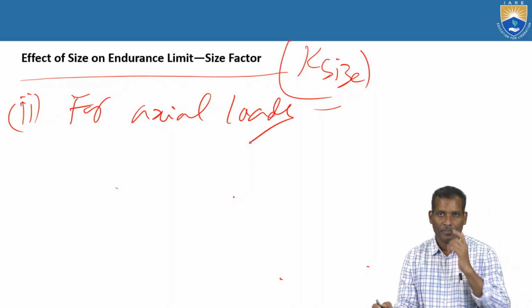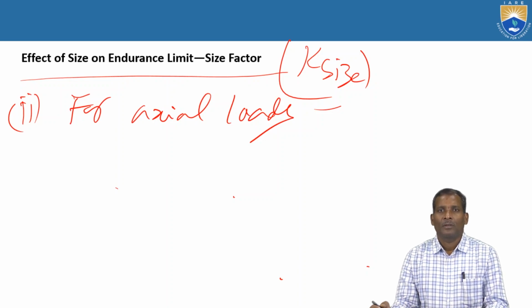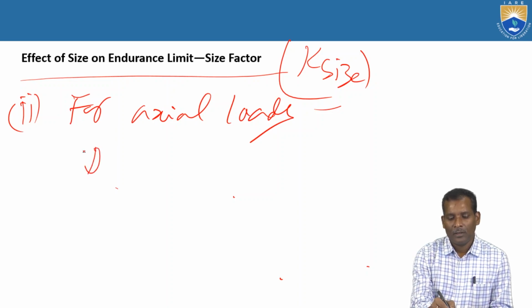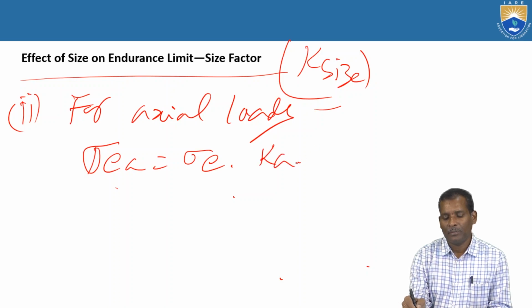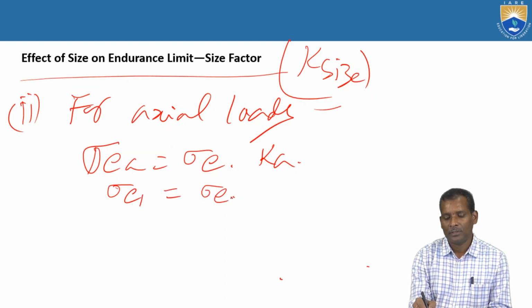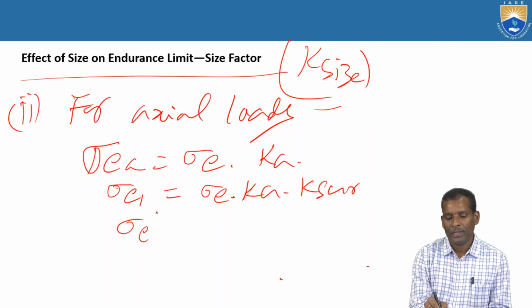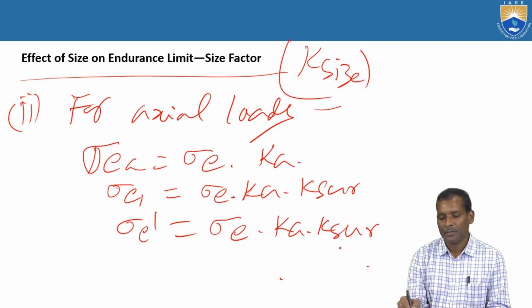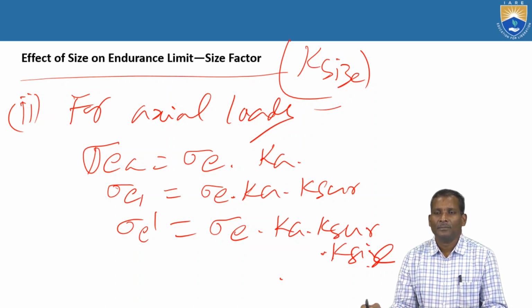For axial loads, sigma EA, already you know sigma E multiplied with KA, and sigma E1 is equal to sigma E KA, K surface finish factor, sigma E dash, the new one. Now considering size factor, so KA, K surface multiplied with K size factor.